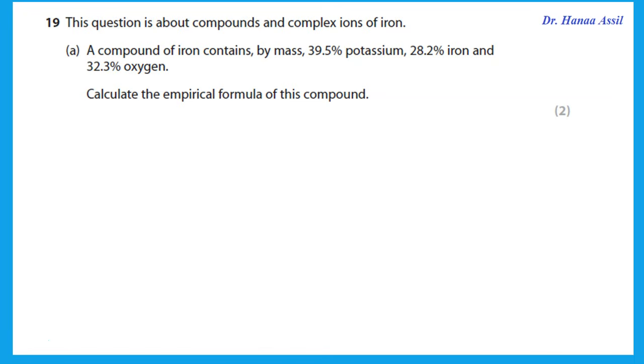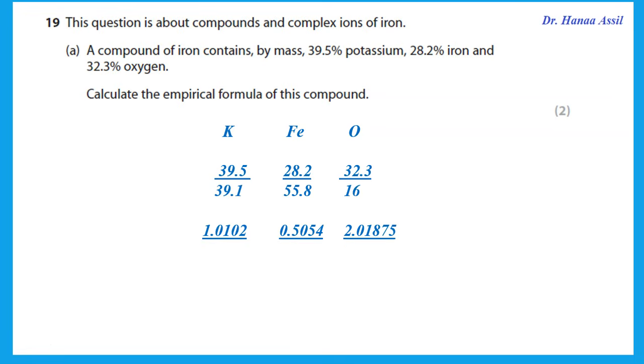This question is about compounds and complex ions of iron, and we're given first of all the percentage by mass of a compound of iron, and we're told to calculate the empirical formula. You should remember how to calculate empirical formula. We have these elements, and we're given a certain percentage. The first thing we do is divide by the mass number of each one, and the numbers that come out, we need to simplify, so we divide by the smallest, determining which one is the smallest. This gives these ratios, and that means the empirical formula is K2FeO4.